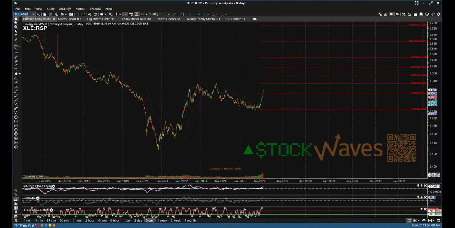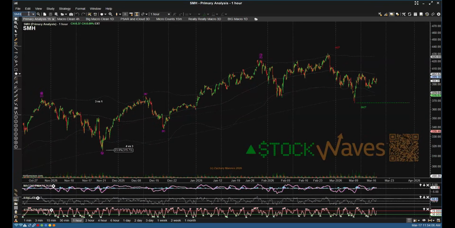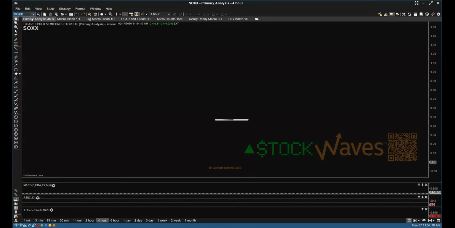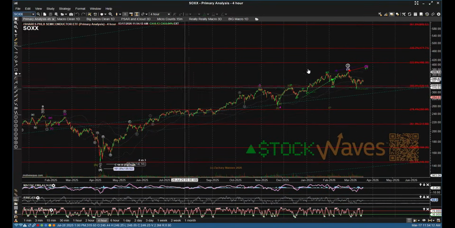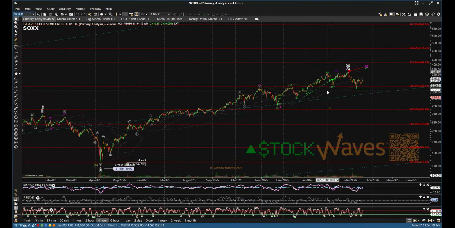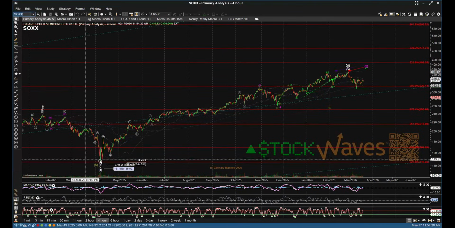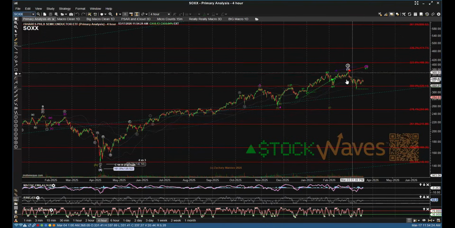So those I think I have my SMH chart pretty well updated. Now let's go to the SOX chart. Very possible, like everything, very possible to count completed moves in multiple degrees, even a completed five waves up or completed fifth wave off of the April 2025 low.